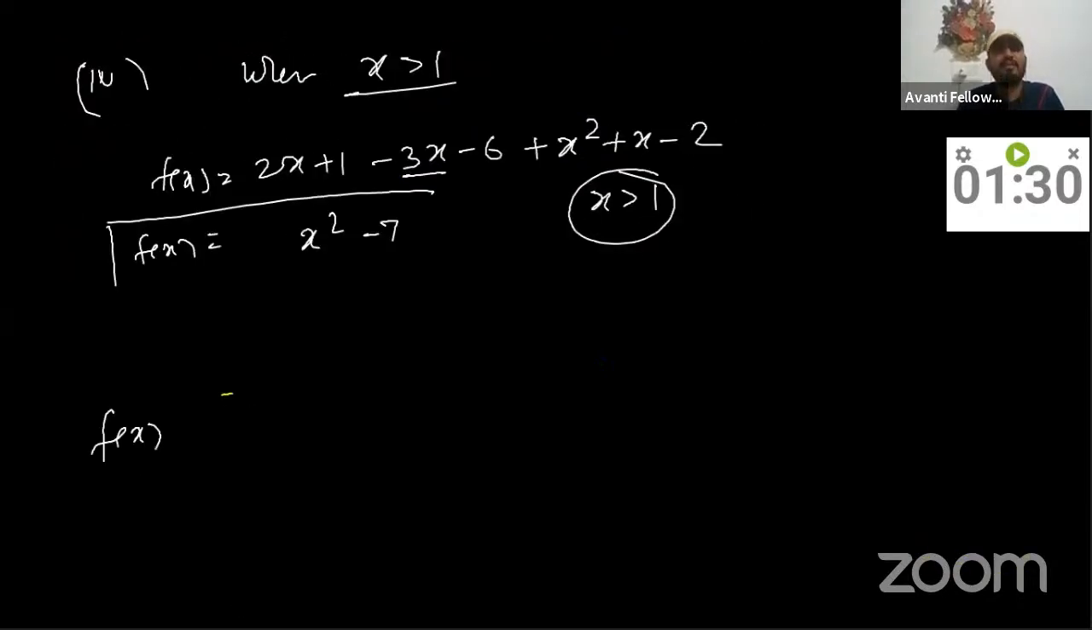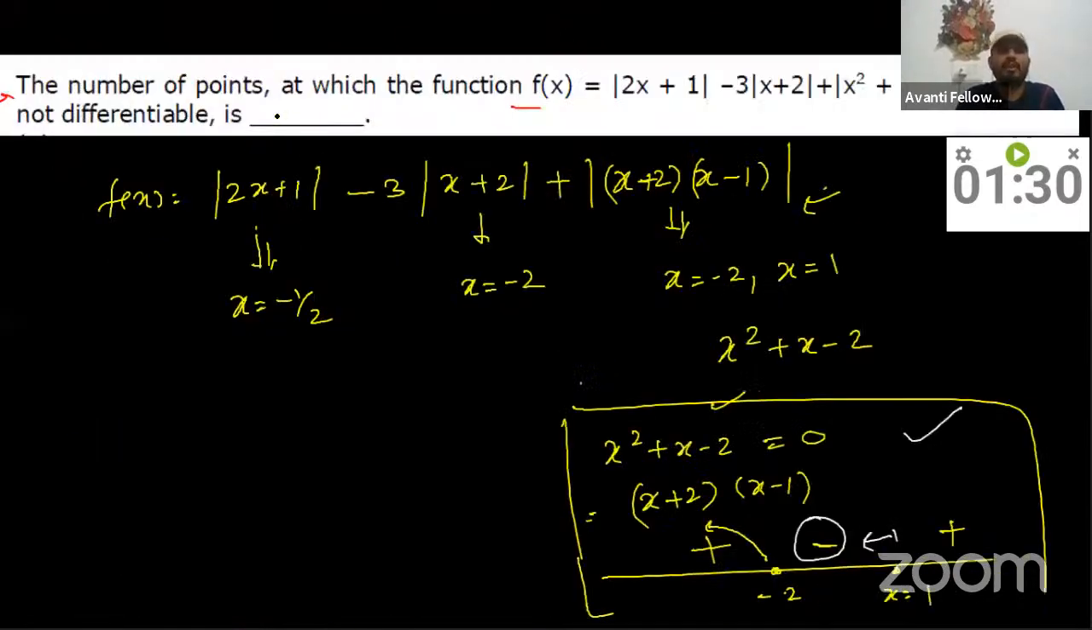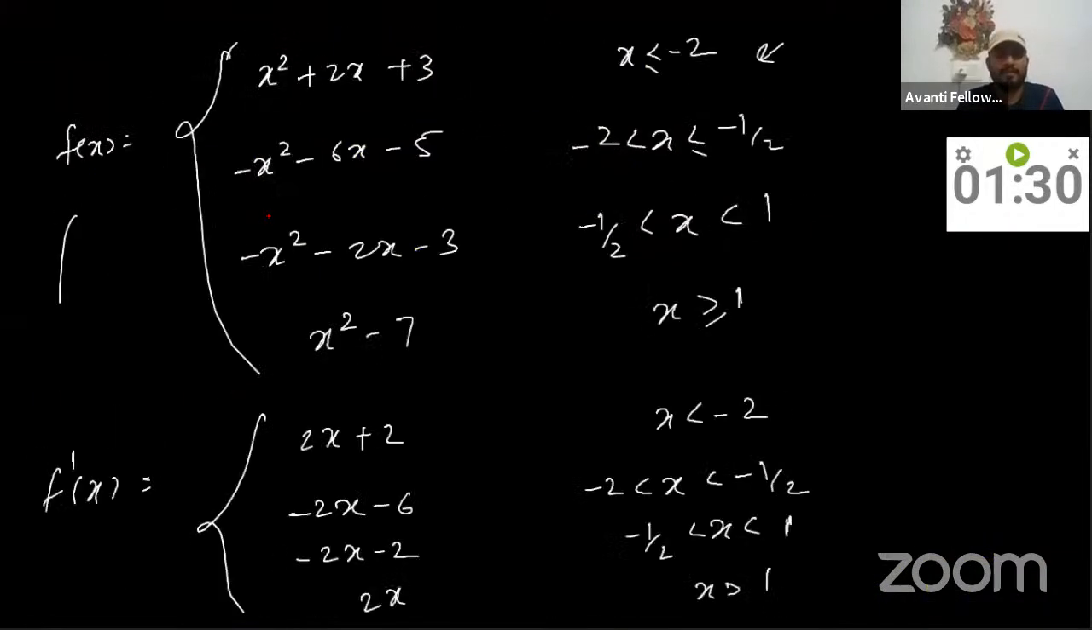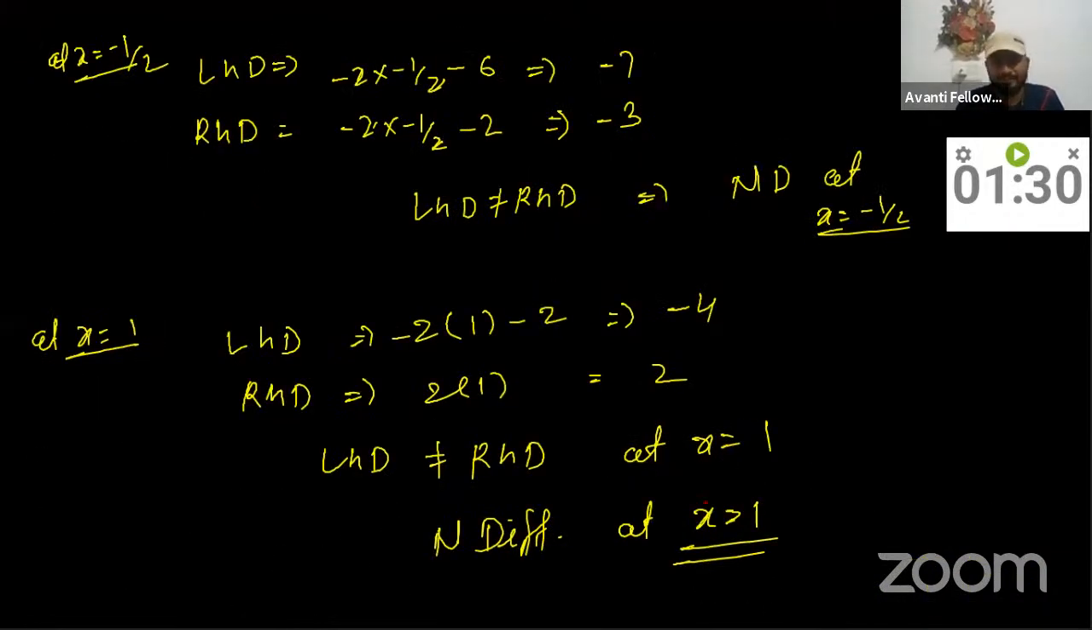Yes or no? So you can directly write non-differentiable at x is equal to minus 1 by 2 and x is equal to 1. This is non-differentiable at two values of x. First is x is equal to minus 1 by 2 and second is x is equal to 1. Got it?